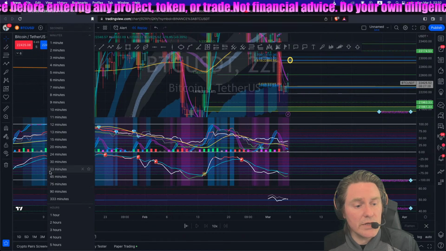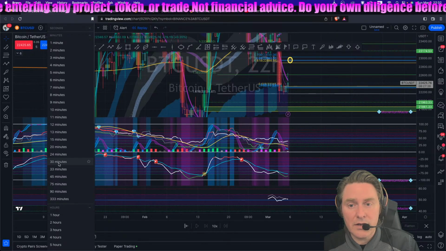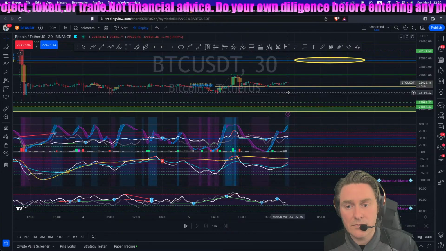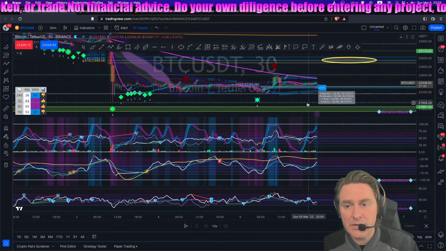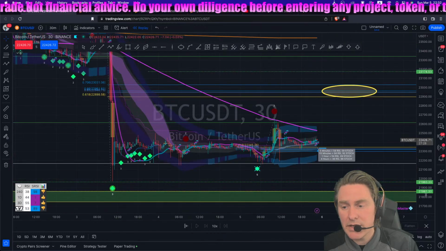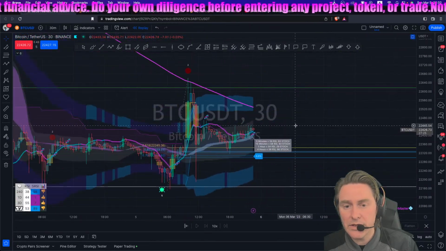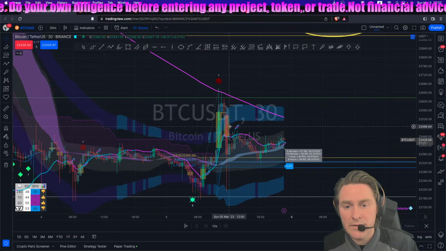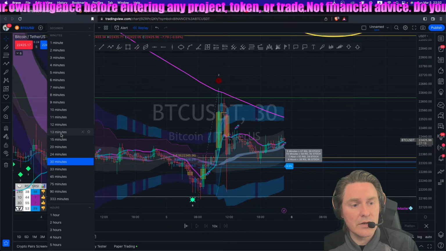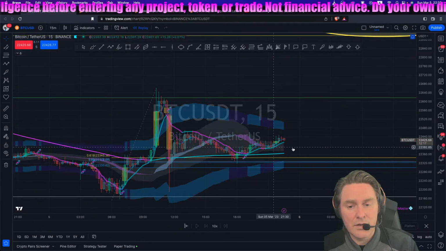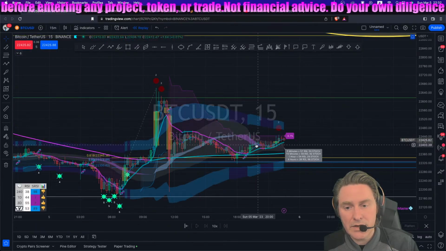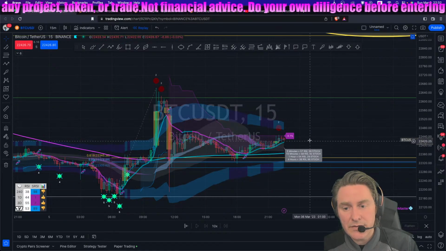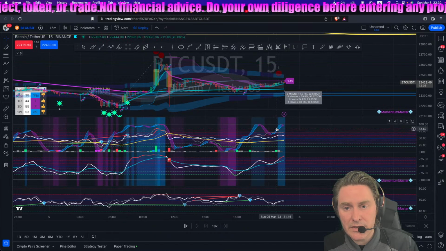And go to the 30-minute. Getting overbought here, but also getting a crossover event off of the cloud. And you're getting a thinning cloud on the 15, baselines beneath the price. So the 15-minute, you had that double top.